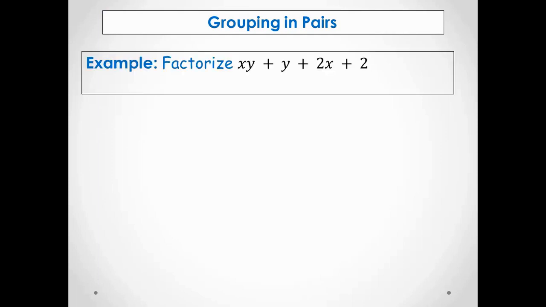Alright, so let's move on to grouping in pairs. Now let's say for example you're given this expression to factorize: xy plus y plus 2x plus 2. Now sometimes you'll notice that there may not be a highest common factor for all the terms in an expression, like this one for example.